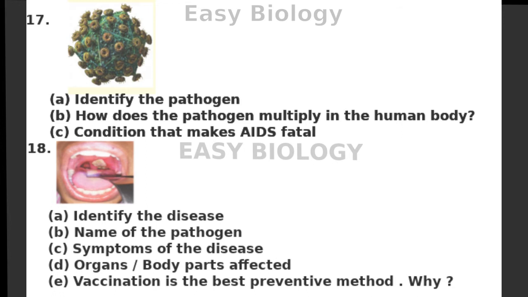Question 18e. Vaccination is the best preventive method. Why? Prevention is better than cure. Antitoxins that act against the toxins are used to protect the uninfected cells. If the disease becomes severe, the patient cannot be recovered through medication. So, vaccination is the best preventive method.